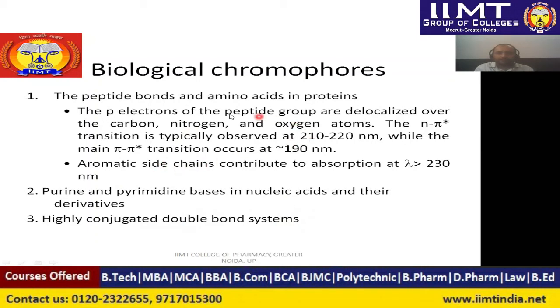Now, the specificity, or you can say the configuration, of the chromophores. These are the biological chromophores. You can see the peptide bonds and the amino acids present in the proteins. Now, if we think about a particular kind of drug, say paracetamol. Paracetamol is, as we all know, a drug, and if I draw the structure of paracetamol, it has a functional group, that is NHCOCH3.